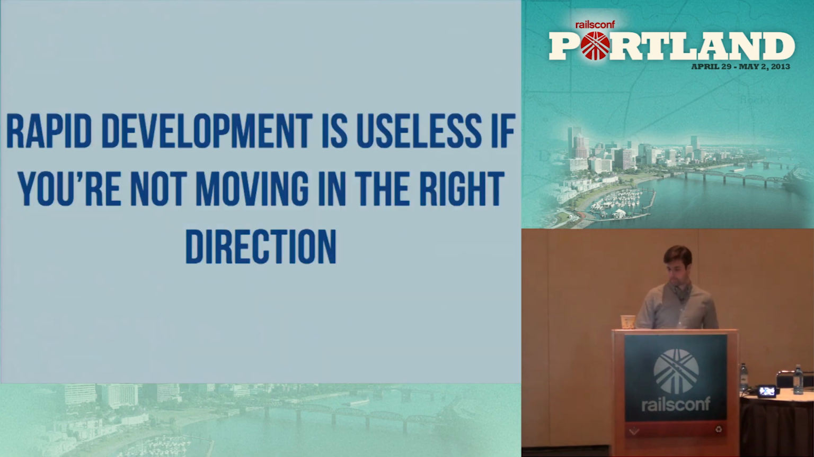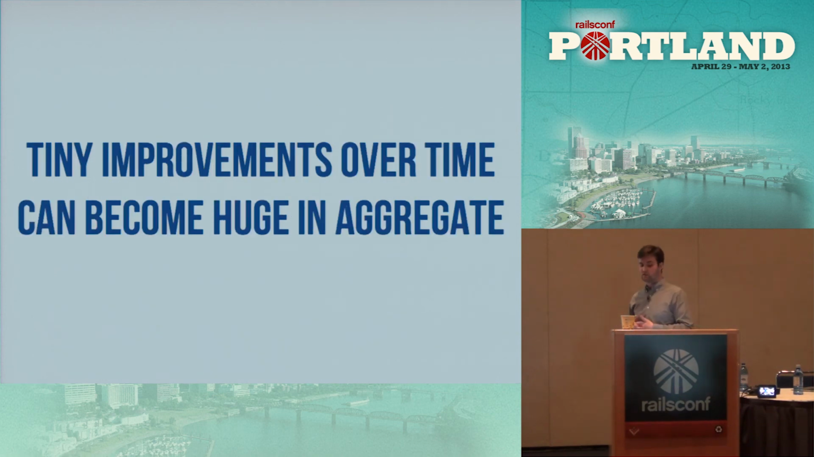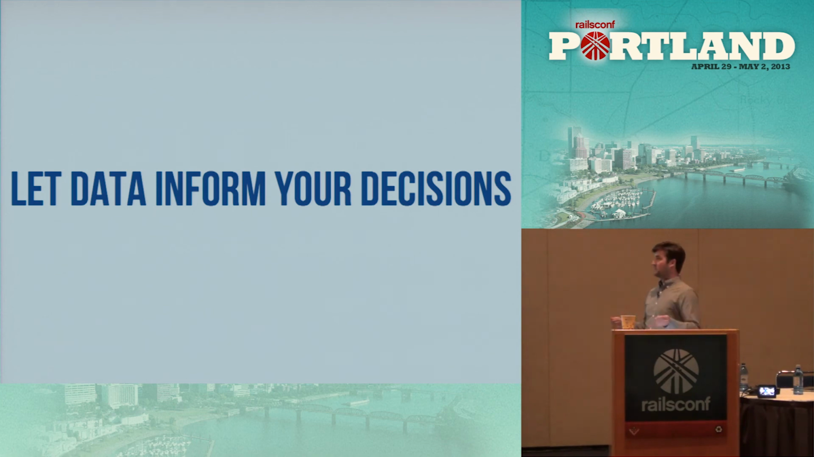So just to recap, rapid development is useless if you're not moving in the right direction. Speed is one thing, and it's important, but you need to make sure that you're taking data to make sure that you're moving quickly in the right direction. Tiny improvements over time can become huge in aggregate. This, to me, is the bread and butter of really good A/B test strategy: don't get hung up or concerned that you're not seeing huge improvements right away. Just keep at it and just keep relentlessly testing. Let data inform your decisions.